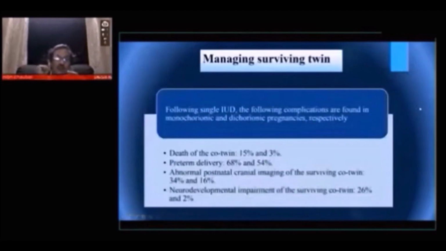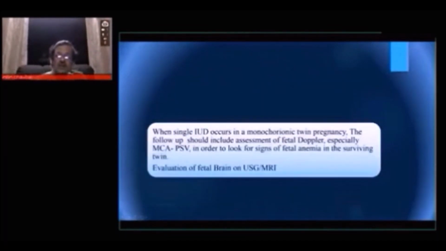What is very important is to keep a close watch on the surviving twin in case there is an IUD of one fetus continuously or there is an iatrogenic IUD after a selective reduction. There can be a death of core twin in 15%, preterm delivery, abnormal postnatal cranial imaging, and neurodevelopmental impairment of the surviving twin in almost 25%. So we need to keep a close watch on the surviving fetus in terms of the cranium, in terms of the MCA Doppler. Very often we might even ask for an MRI in between to give us an idea about the fetal damage, and proper surveillance.